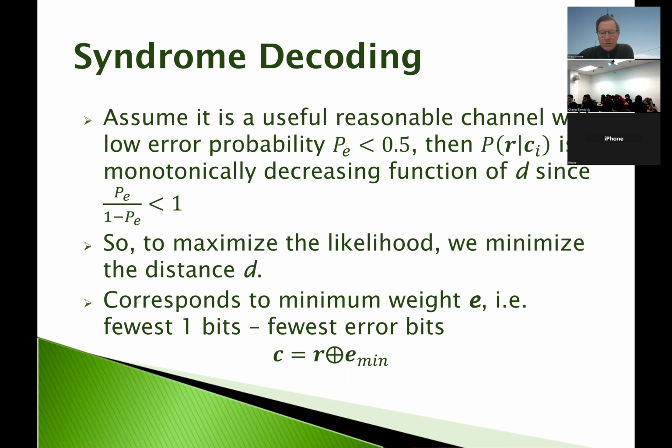This corresponds to a minimum weight error vector. So an error vector with the fewest number of ones, the smallest error, right? Overall, if you count up the number of bits that are changing, the fewest 1 bits, fewest error bits, right? So if we choose that, then that's a maximum likelihood condition. We modulo-2 add that to our received vector, and we will end up with the appropriate code word. Okay, so you can work that out.